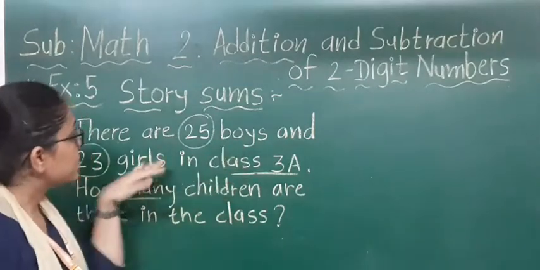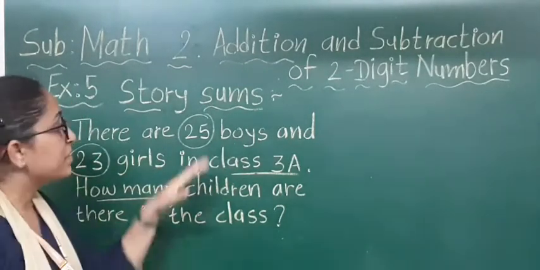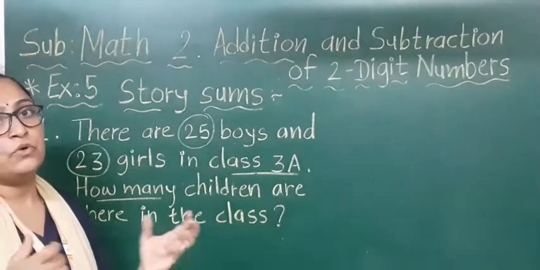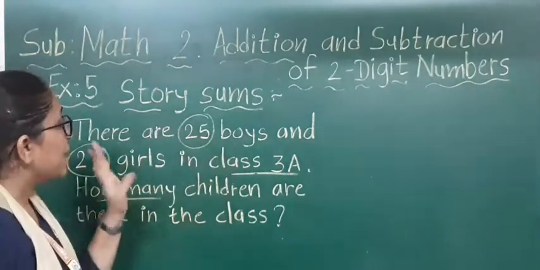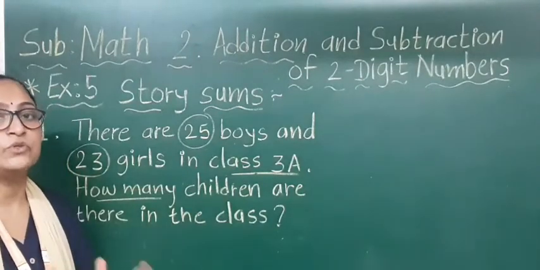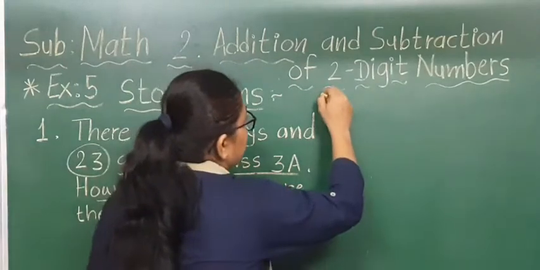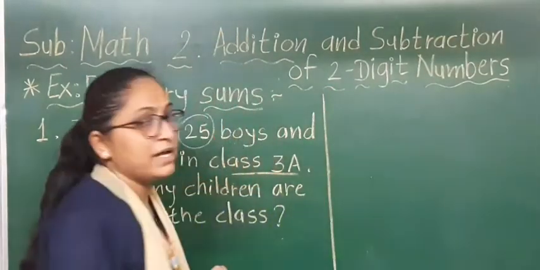If we add the boys and girls, the numbers 25 boys and 23 girls, if we put both together, that means we have to count them together. So we have to do addition here. Yes, addition. So let's solve this question, this story sum.